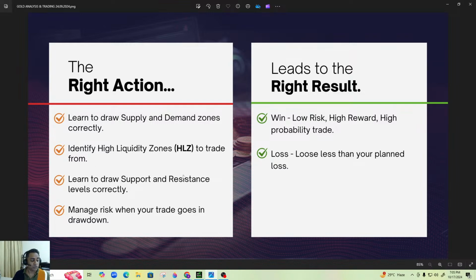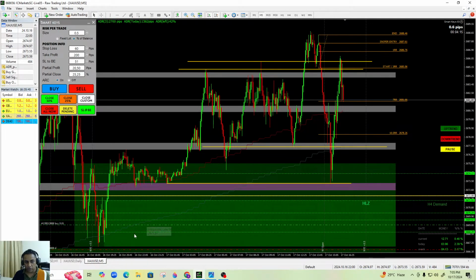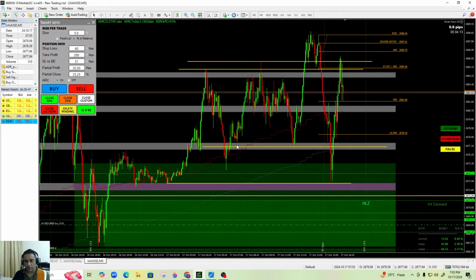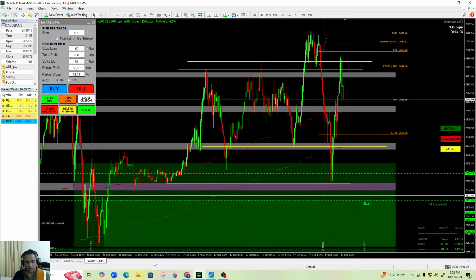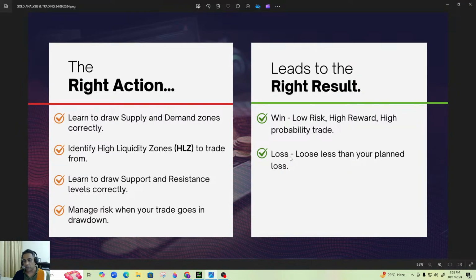And then if you do take a trade and go in drawdown, how to manage risk, right? And if you do those four things correctly, you will have one of these two results: either a win, which will be a low risk, high reward, high probability trade, just like you see this trade that I took from here, right? Low risk, high reward, high probability trade, right? All the way up, 160, 170 pip trade, okay? And probably even higher. And then if you have a loss, you're going to lose less than your planned loss if you learn how to manage risk.